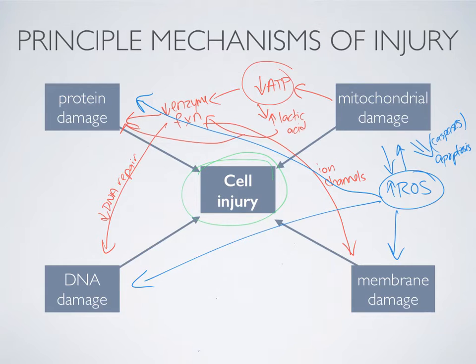Another mechanism was the increased intracellular calcium. So if we have membrane damage, let's say our pumps aren't working correctly, our sodium channels open, our calcium channels open, we can lose that ion homeostasis, and we're going to end up with an influx of intracellular calcium. And that's bad. Ooh, that green doesn't show up too well. Let's try this.